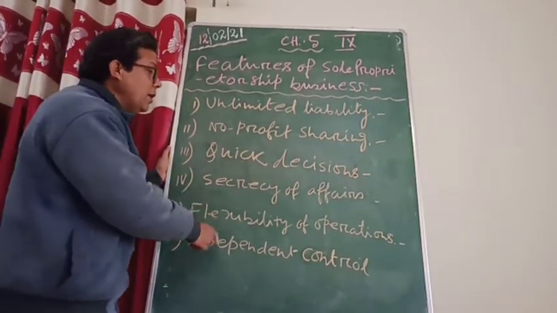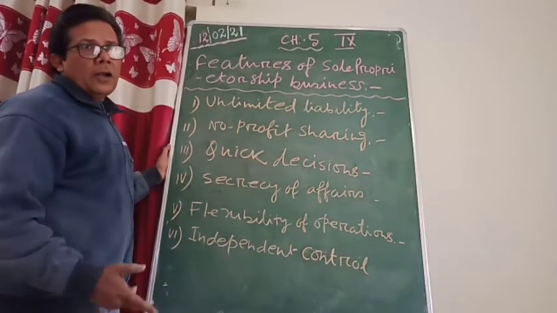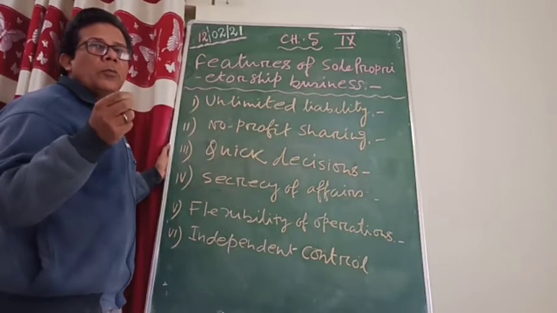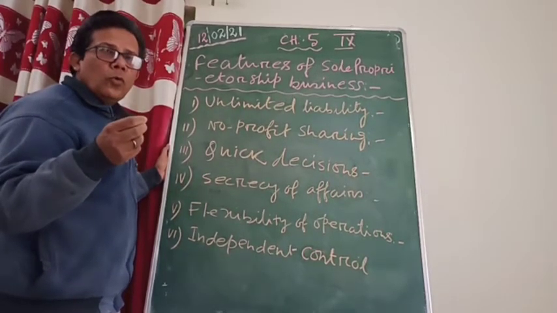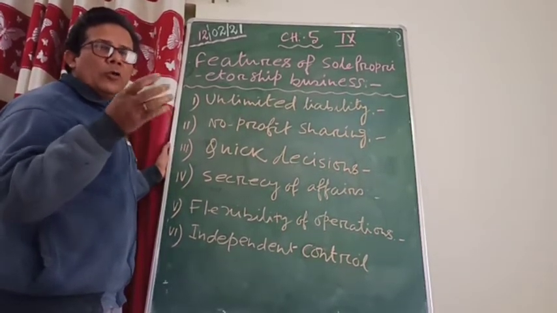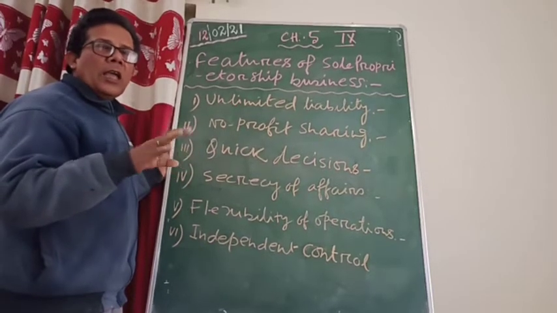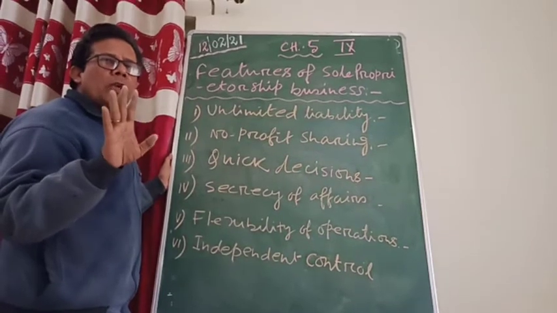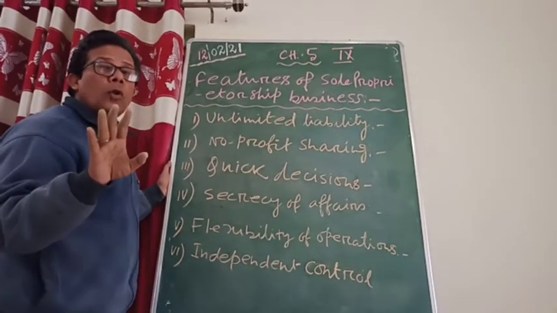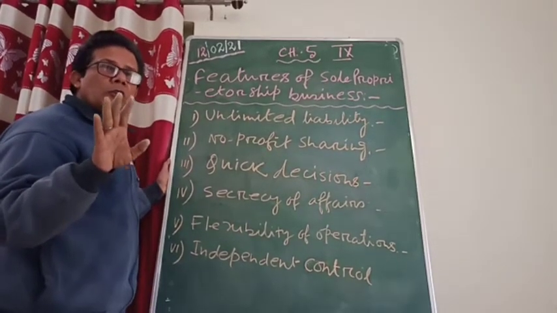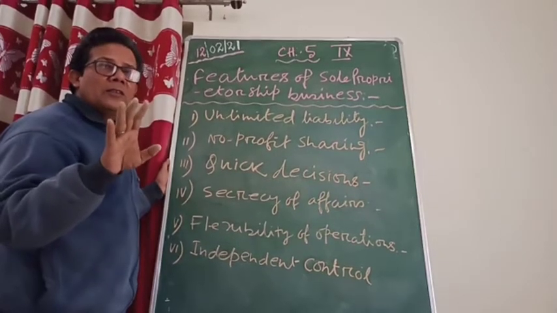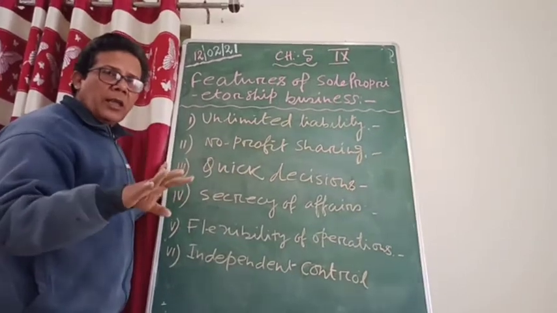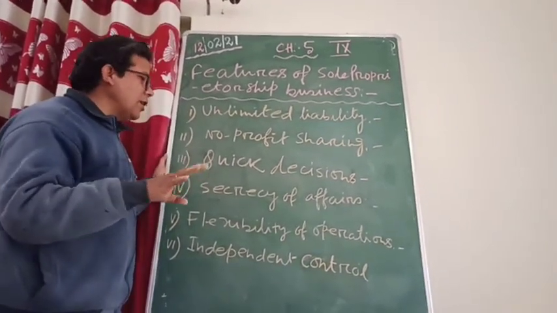Next, flexibility of operations. Understand what flexibility means. Here, beta, the rules and regulations of the business, how to do, when to work, when to close, when to start, when to close down, what to do, everything depends upon the owner. Because the owner is not liable to anyone else. His business, his contributions, his money, so his operation is flexible.